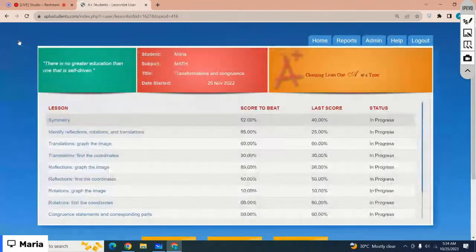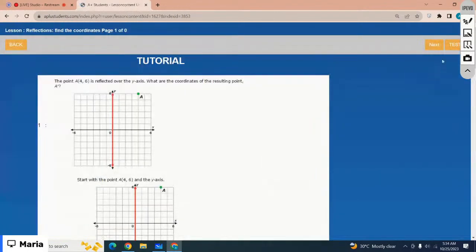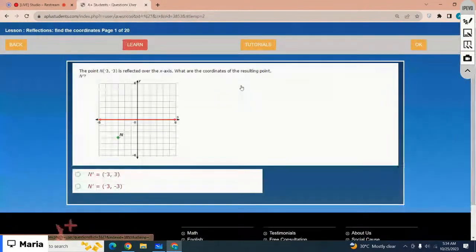The next lesson is reflections, find the coordinates. Okay, point N (negative 3, negative 3) is reflected over the x-axis. What are the coordinates of the resulting image? You have to calculate the resulting image coordinates. N is here. Reflected along the x-axis, it would be here, right? That would be negative 3 and 3. Option number 1 is the correct option, right?